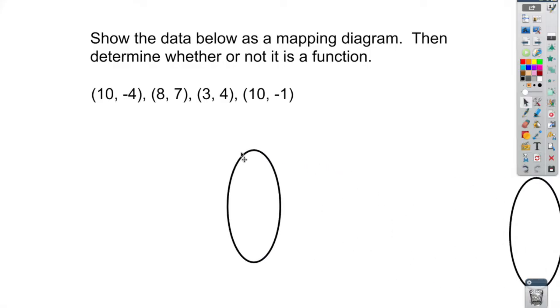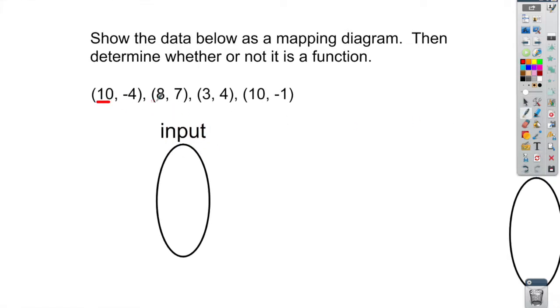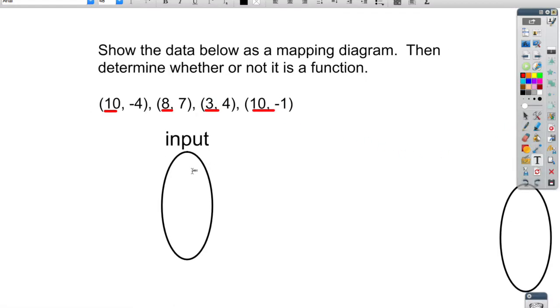Okay, so what this should look like is this once again. Here's my input, and I'm going to find all my values for x: 10, 8, 3, and 10. I'm going to put them in order with no duplicates. So 3 would be first, then 8, then 10, and I don't do the second 10 because it's a duplicate.